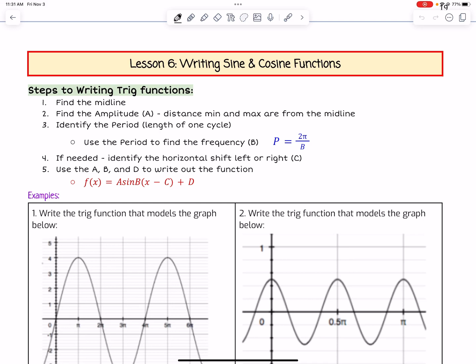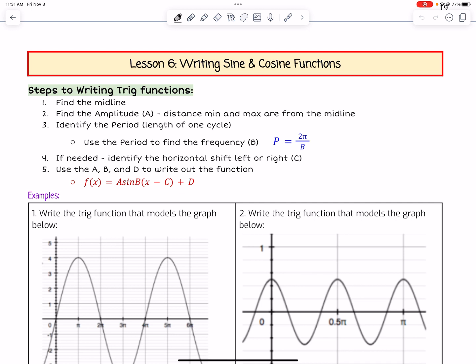Let's take a look at writing sine and cosine functions. So the steps that we need to take to write trig functions are, we're going to find the midline first, then we're going to figure out the amplitude, which is the number right in the front, and that represents the distance the minimum and the maximum are from the midline.